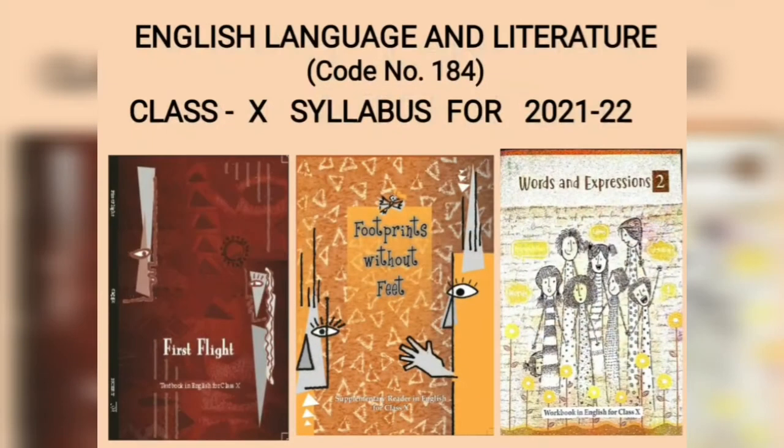Firstly, you should be aware that the complete name of the subject is English Language and Literature, and the subject code is 184. Let us now look at the prescribed books. We have The First Flight, Footprints Without Feet, and Words and Expressions workbook.